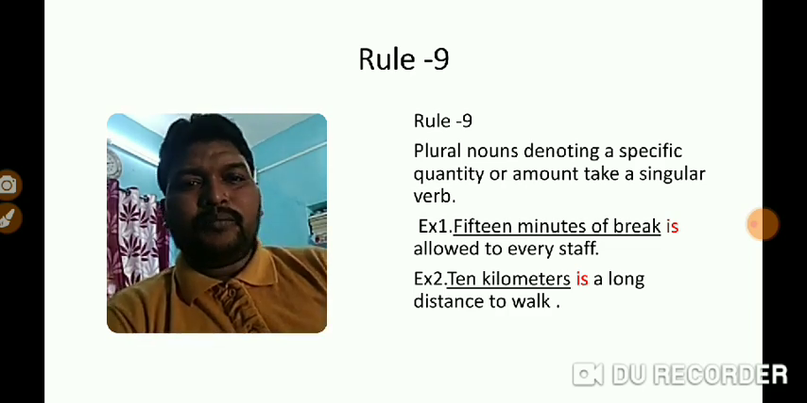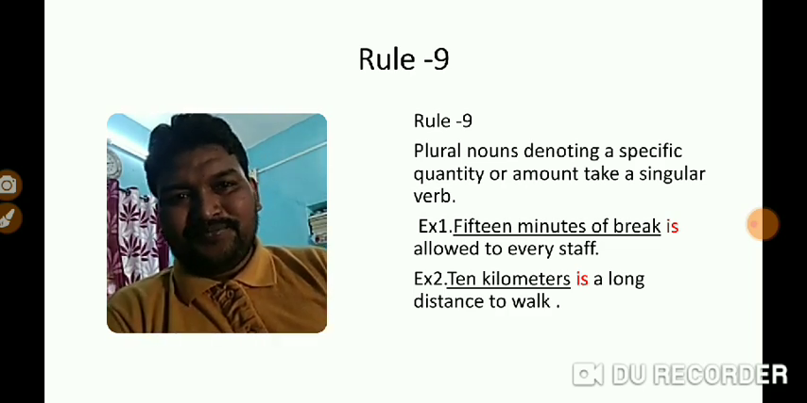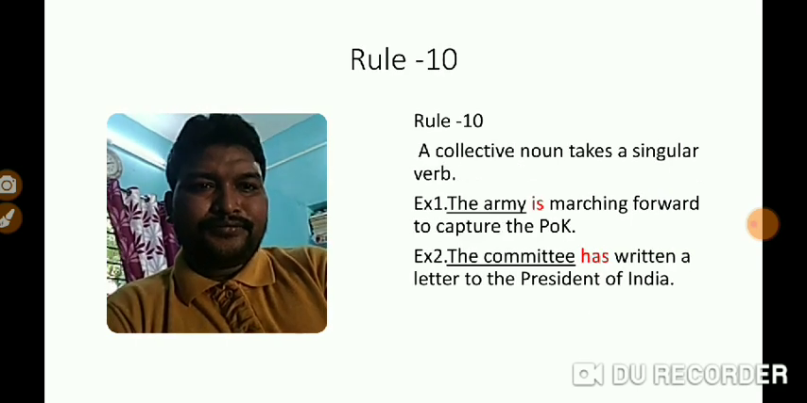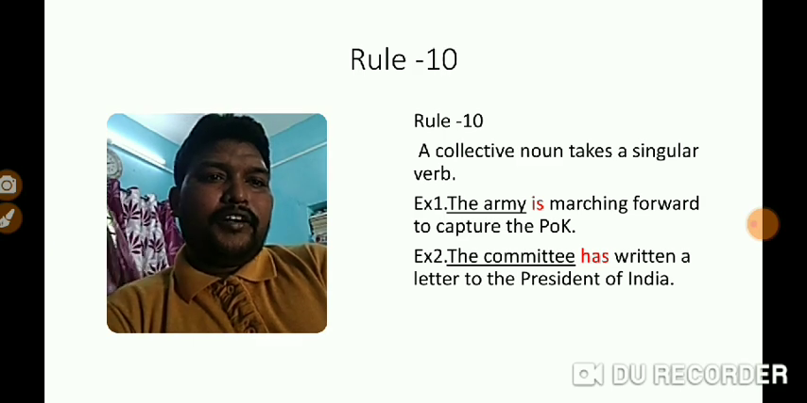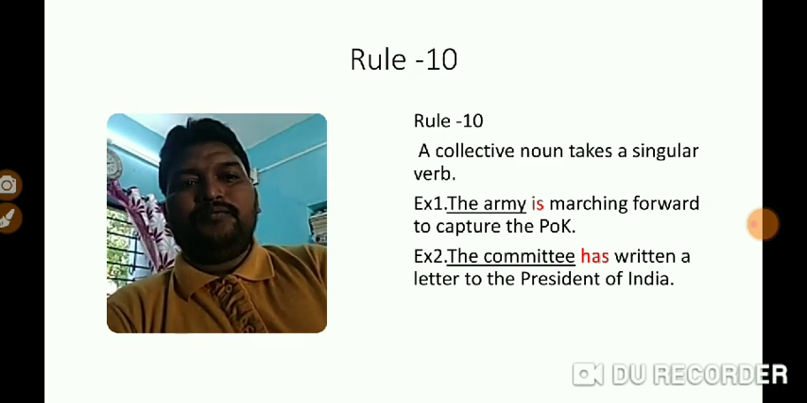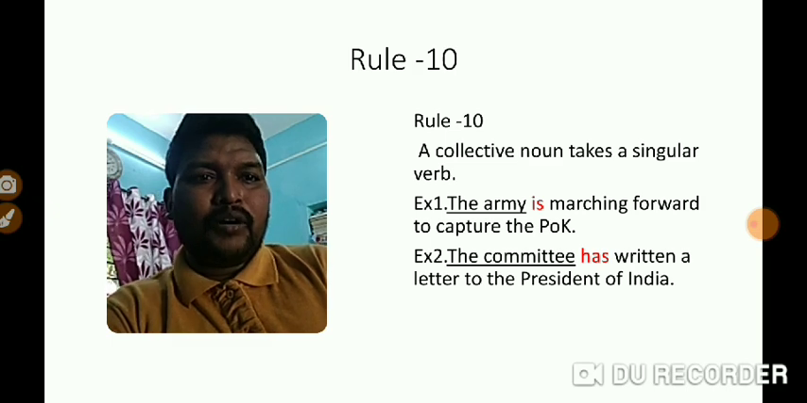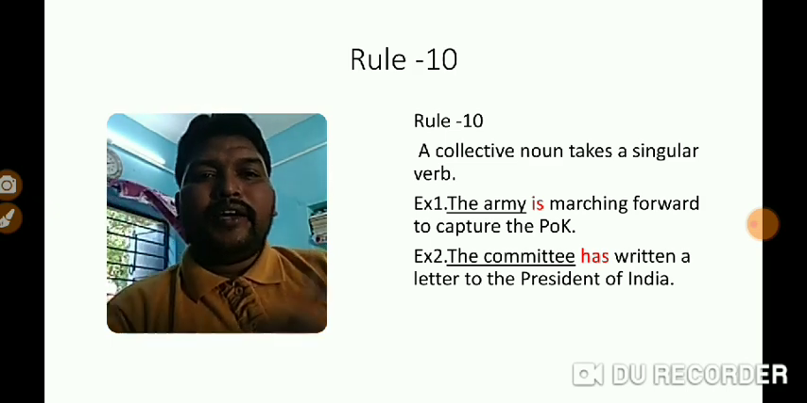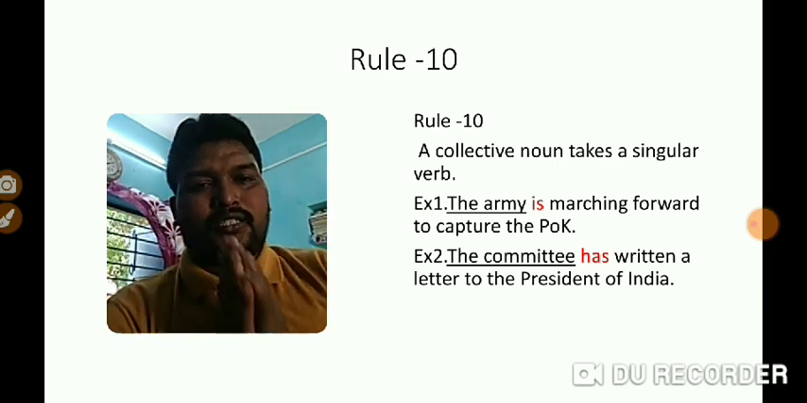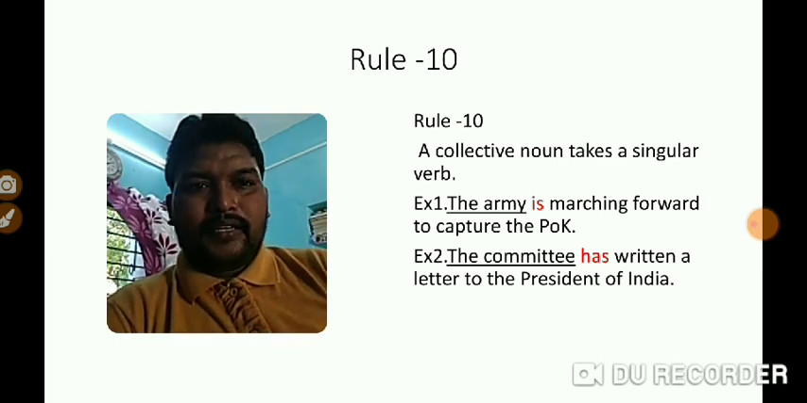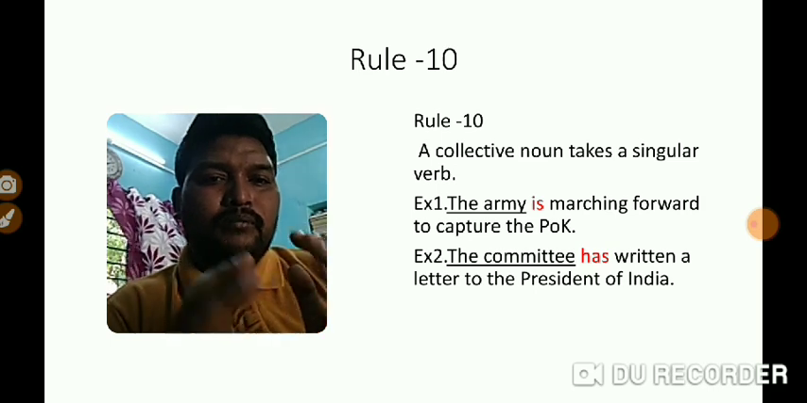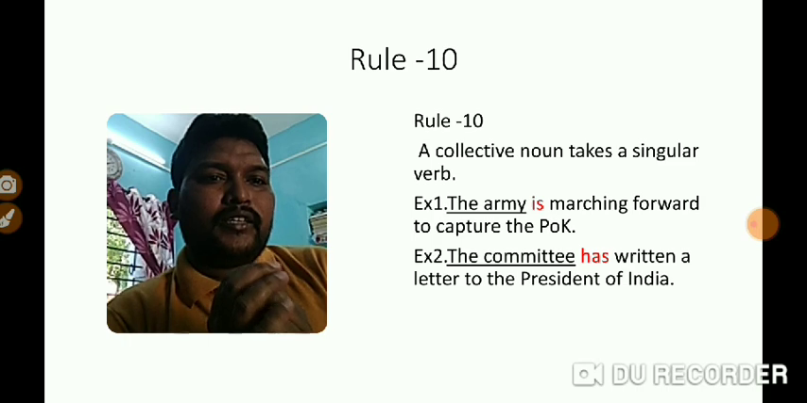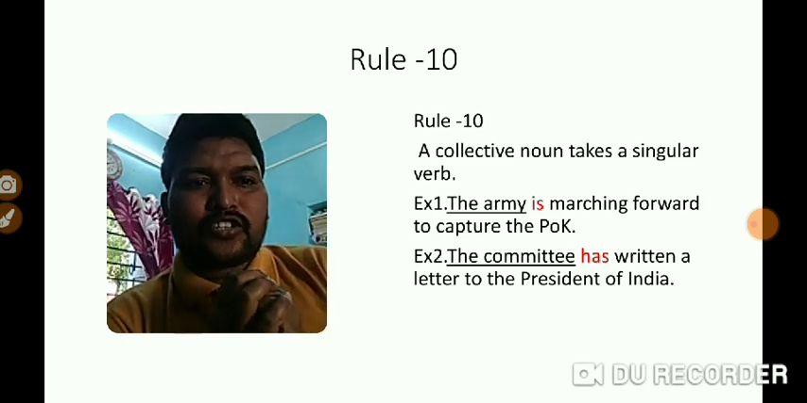Now let us come to the final rule of today. What's the last rule we have? A collective noun takes a singular verb. You must have heard about collective nouns. What is a collective noun? A collective noun refers to a group of objects. Yes or no? If something refers to a group of objects, or a group of things, then that particular thing is called a collective noun.